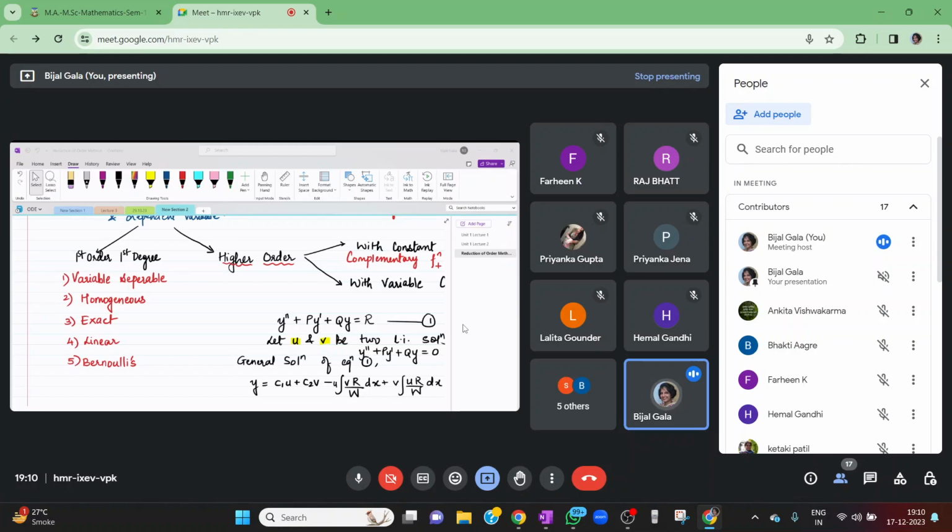We'll be doing the reduction of order method for the nth order homogeneous linear differential equations with variable coefficients. Last lecture we did it for the second order. We tried to understand that if we find one solution by any method, how do we find the second solution? That's what we tried to find here.